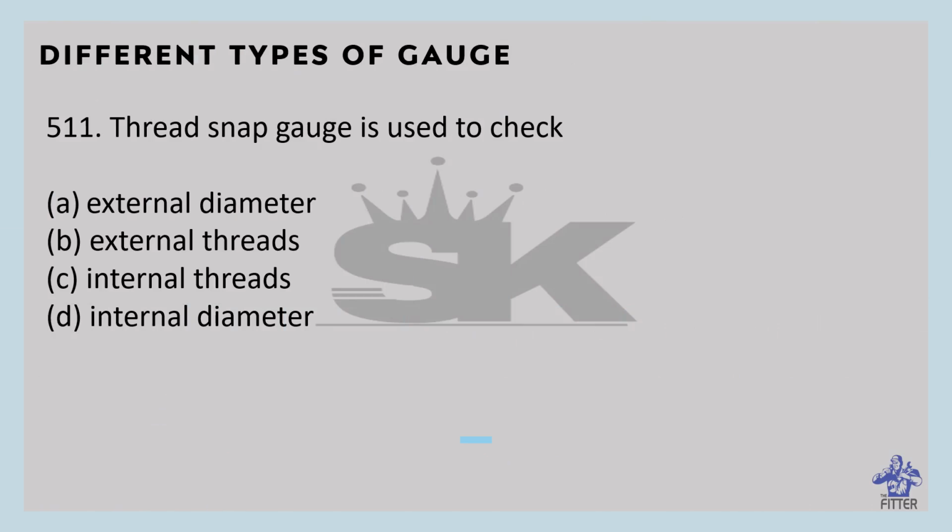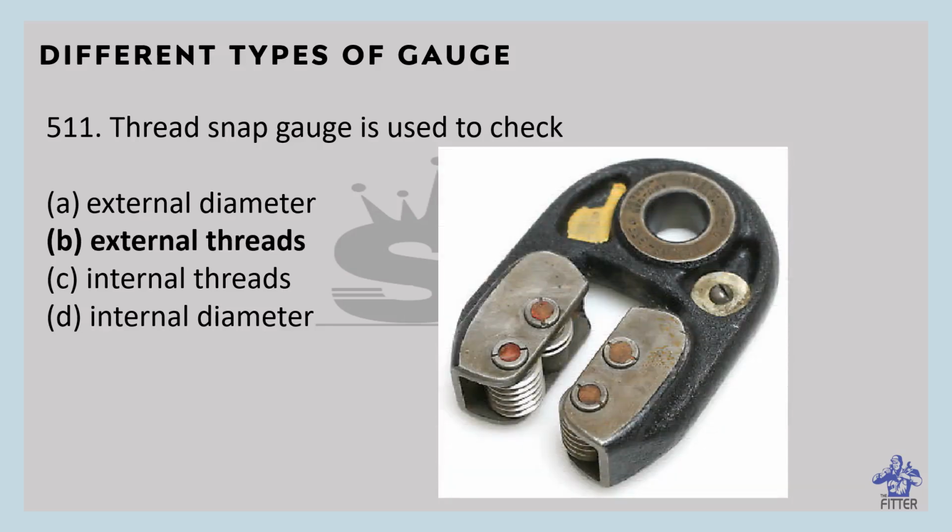Thread snap gauge is used to check external threads. You can see here in the image, this is the thread snap gauge. It is also called a thread caliper. Thread snap gauges are only used for checking external threaded parts.